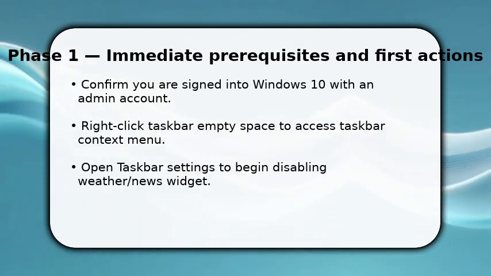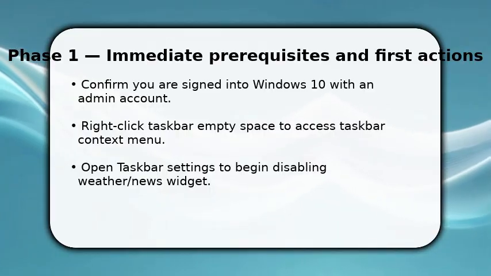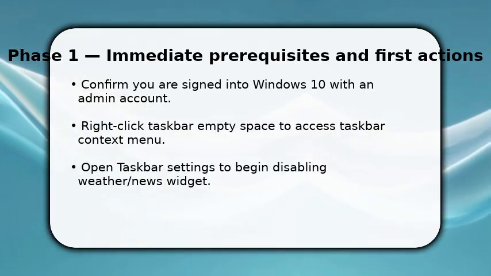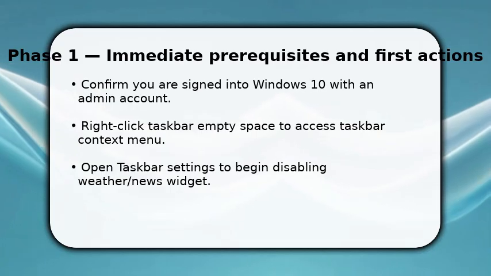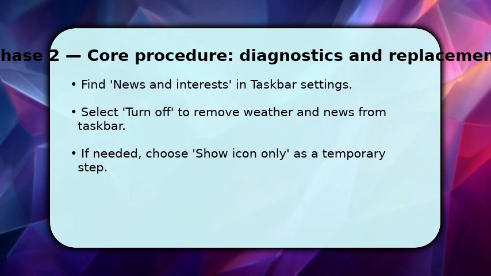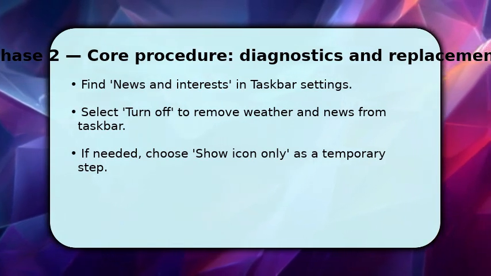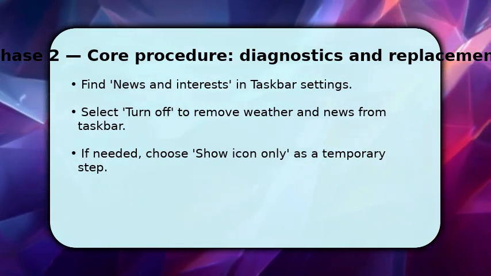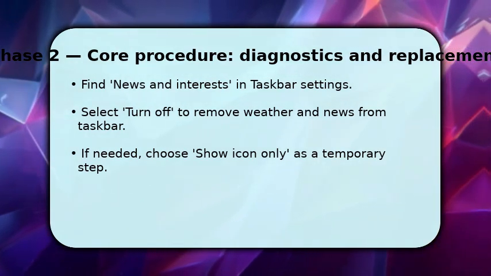You're acting now, not later, so keep the taskbar settings pane visible. It's where you'll toggle the widget off and confirm the change immediately. In taskbar settings, locate News and Interests. That control governs the weather tile. Click the drop-down and select Turn Off to remove the weather card from the taskbar.